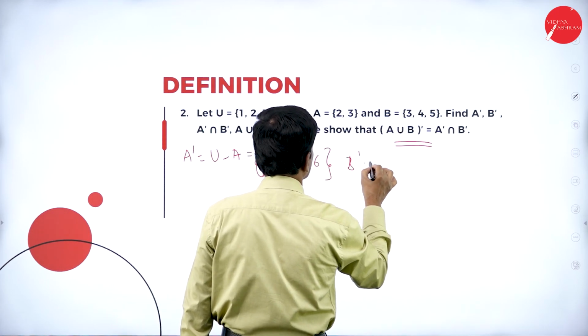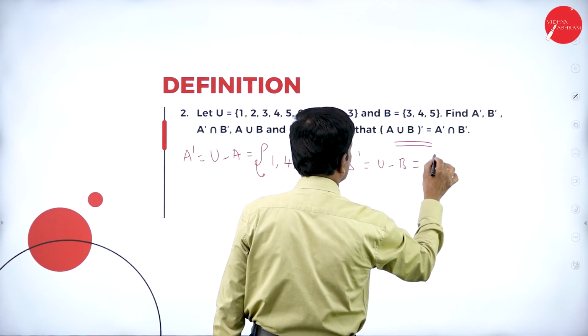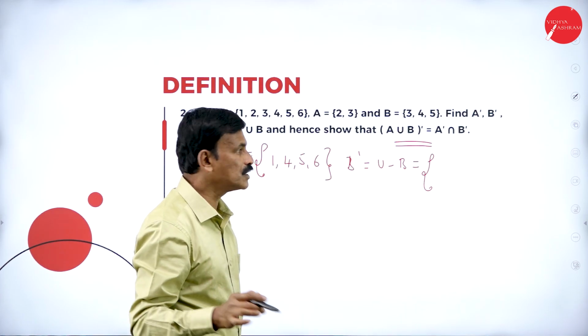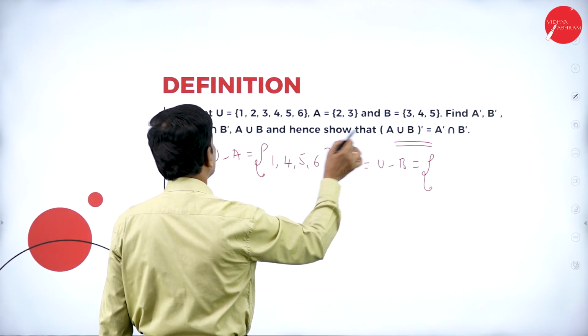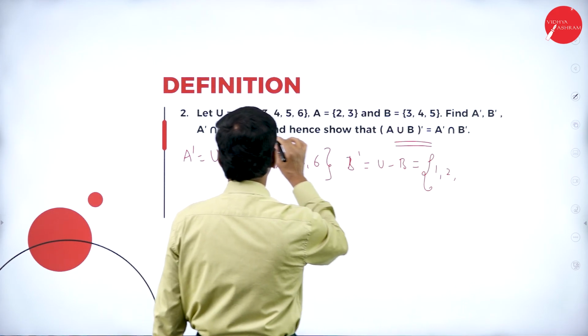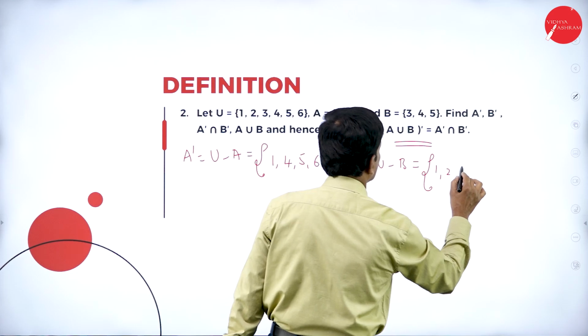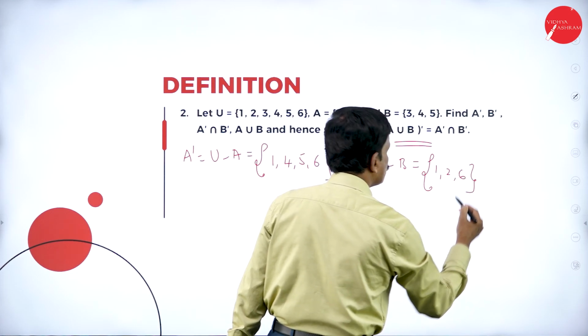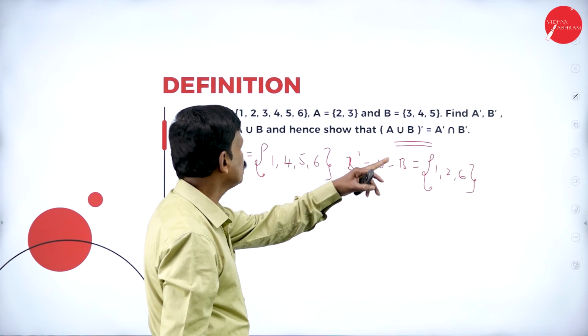What is B dash? B dash is nothing but U minus B, all the elements which are in U but not in B. So in B we have 3, 4, 5. So we can take 1, 2, and 3, 4, 5 is gone. What is left over is 6. So this is B dash. Okay, A dash, B dash.